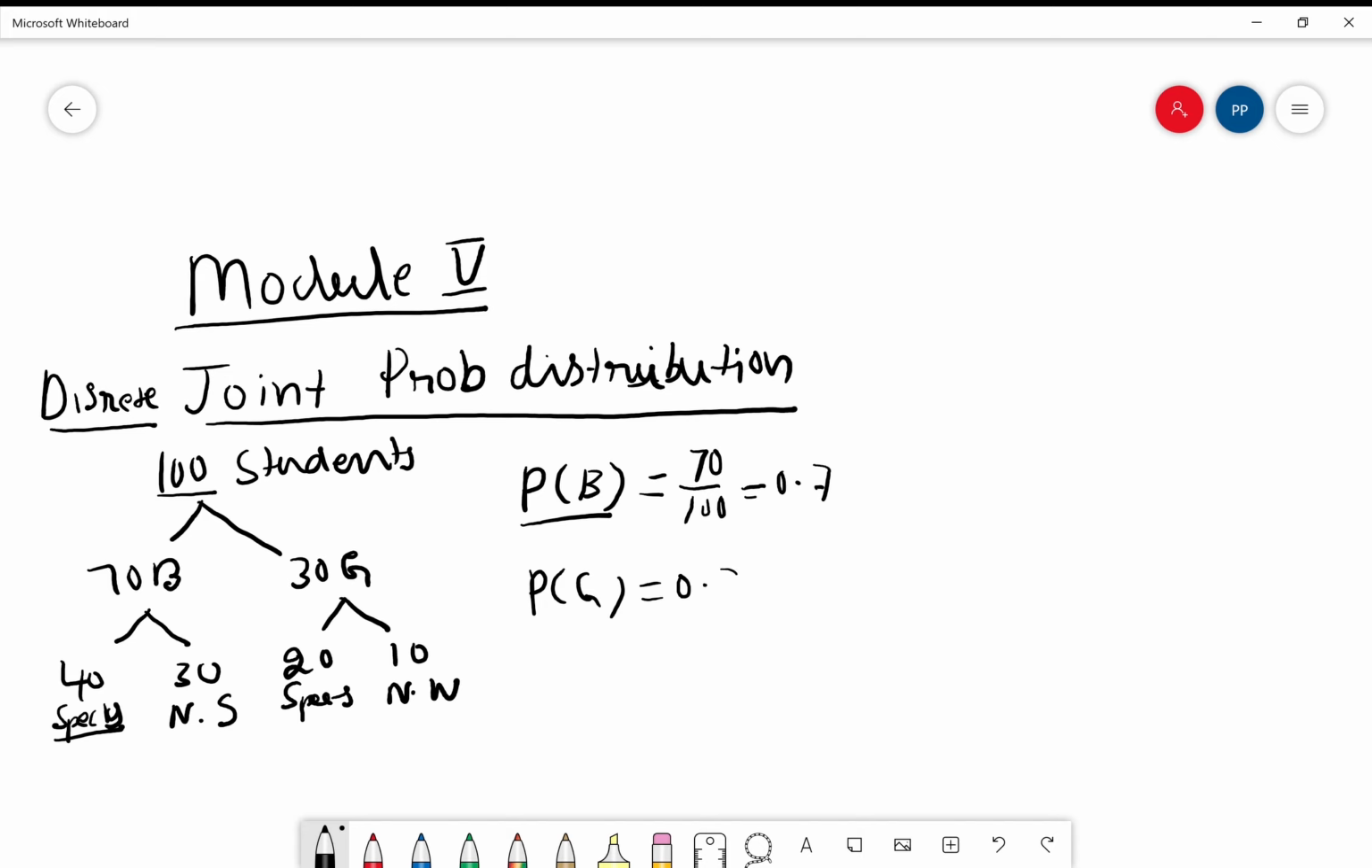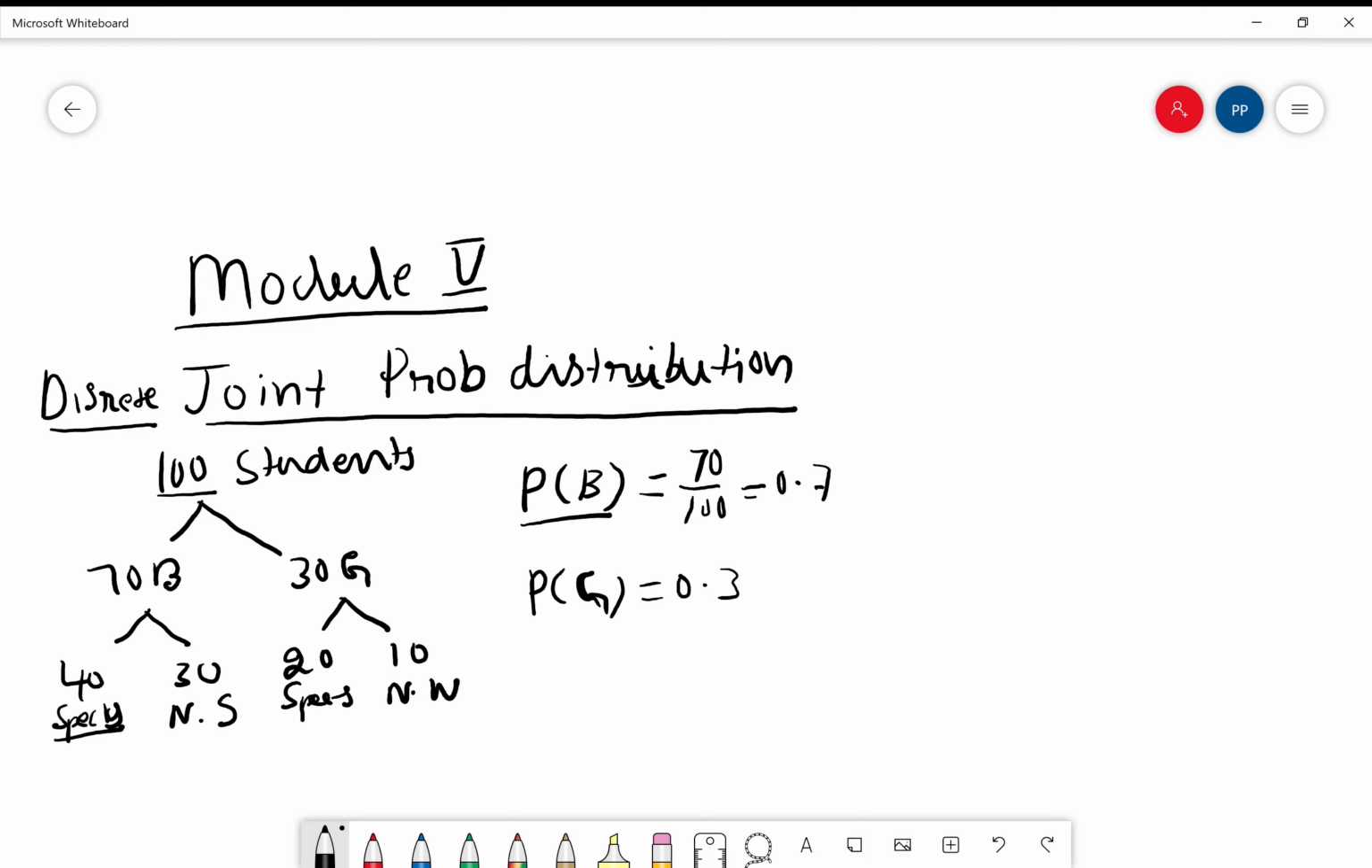It is also simple. But let us consider this situation where we select a student who is a boy and wearing specs, a girl and not wearing specs, a boy not wearing specs, or a girl wearing specs. How to find this probability? That probability can be found using the joint probability distribution.